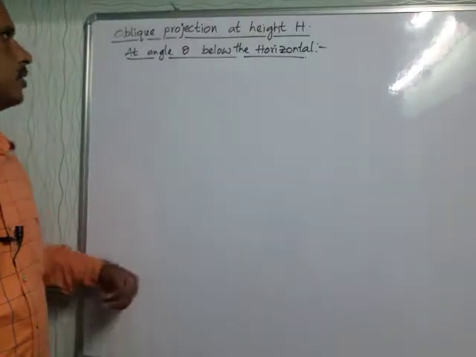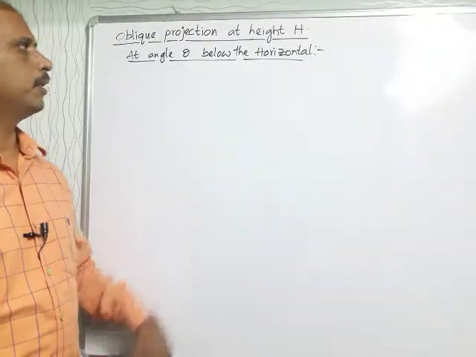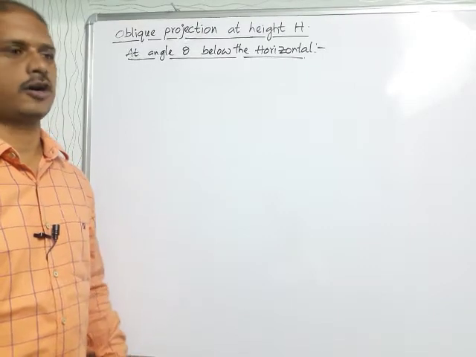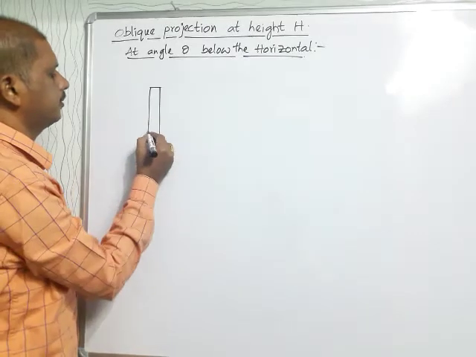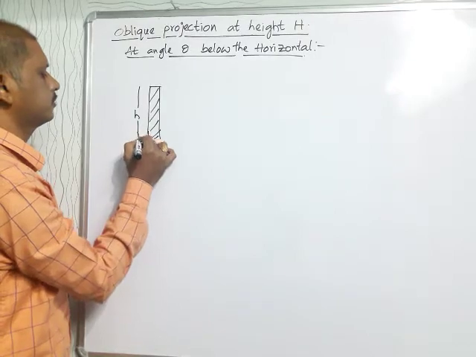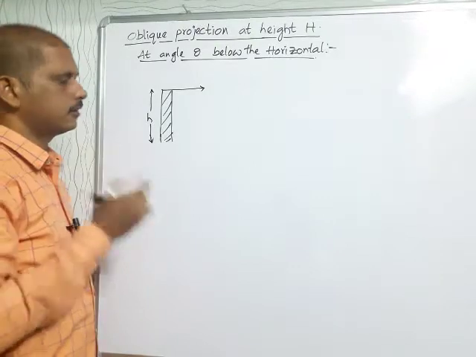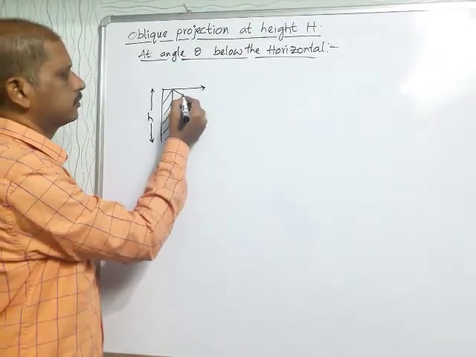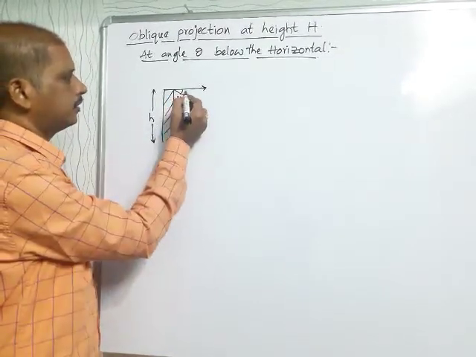Now here this is also oblique projection at height h, but by making an angle theta below the horizontal. See that this is some height h. This is a building, for example. This is height h. With the horizontal, the body is projected with an angle theta below it. It is projected with velocity u, making an angle theta here.